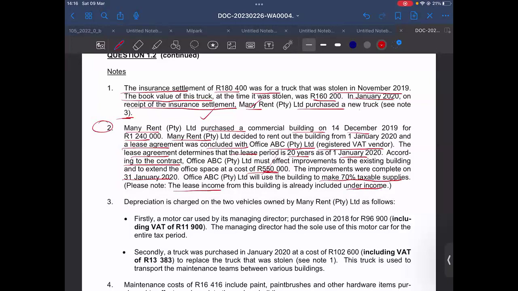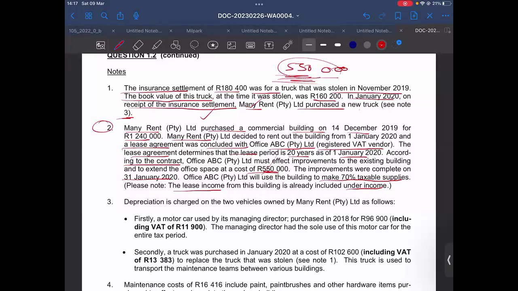Can someone tell us what happened here? Can someone try to summarize this story? Right, we leased a building to a tenant, and then we agreed that the tenant will make an improvement to our building. Improvements of how much? Of 550,000. So we are going to get a benefit of 550,000. According to SARS, we are supposed to pay output VAT on the improvements.